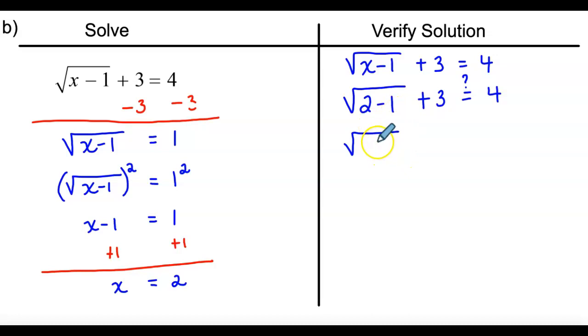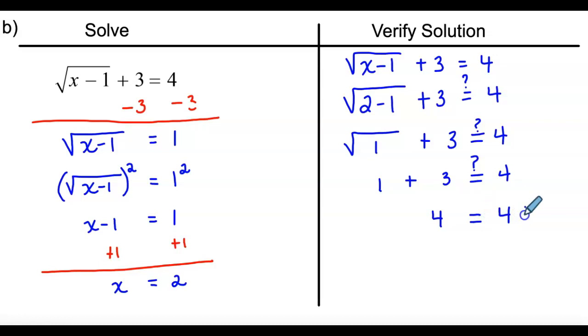So 2 minus 1, of course, is 1 plus 3. And we're wondering if that equals 4. The square root of 1 is just 1, so we have 1 plus 3, possibly equaling 4. And of course, we know now at a glance that 1 plus 3 indeed is 4. And we have verified that the left side equals the right side. And because of this, we can conclude that x equals 2 is a solution. And now, once you've written that, you're finished.